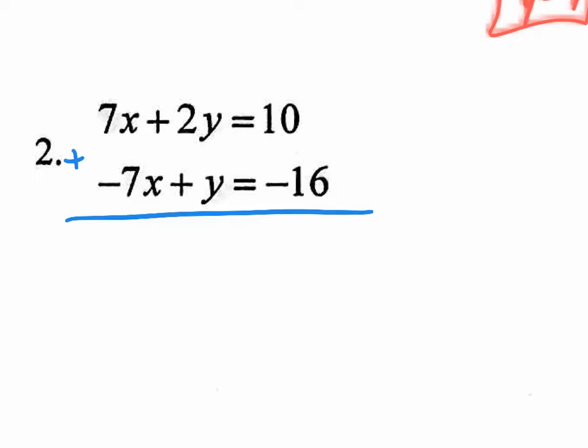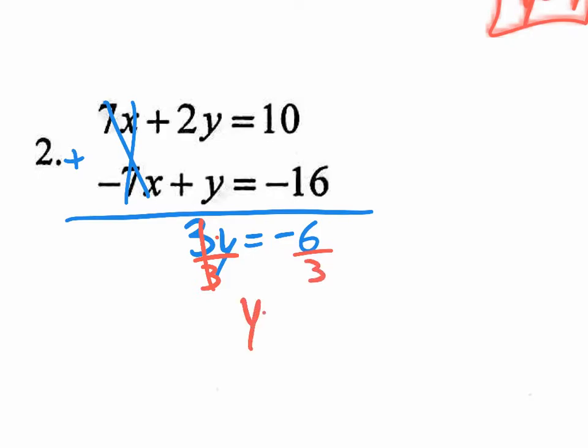So, quickly now, the X's cancel. We have 3y equals negative 6. That's really 3 times y equals negative 6. So go ahead and divide by 3. Divide by 3. Y equals negative 2. That's one answer. You need the other answer, just plug it in.